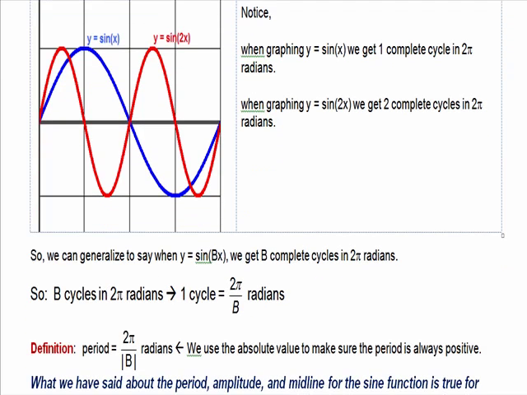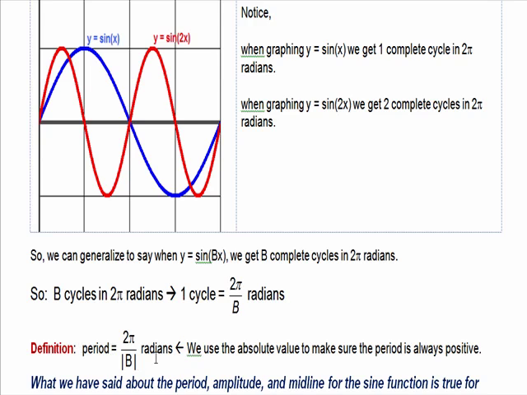So if we get b cycles in 2 pi radians, we get one cycle in 2 pi over b radians. All I did was divide both sides of this statement by b. So b cycles in 2 pi radians, divide by b, I get one cycle in 2 pi over b radians. And remember, one cycle is the period. So the period is going to be 2 pi divided by the absolute value of b.